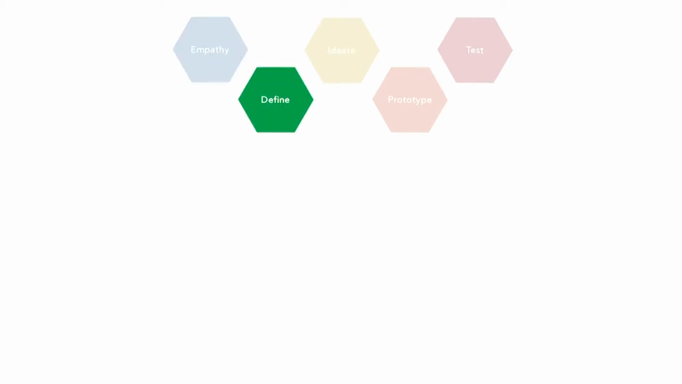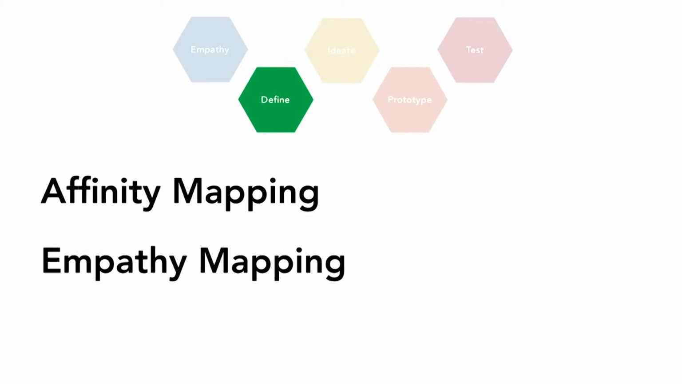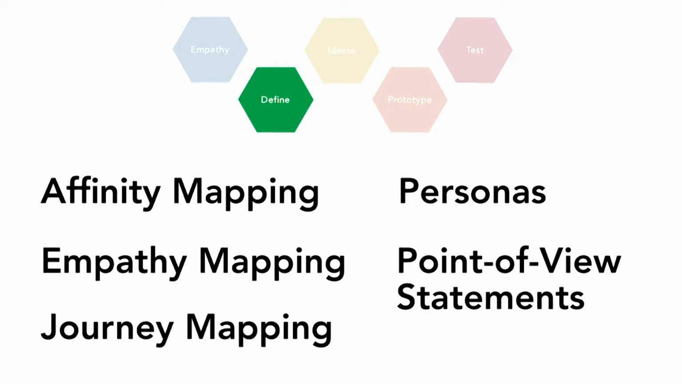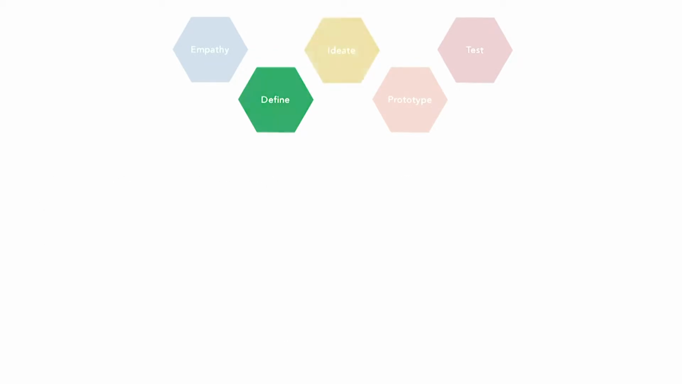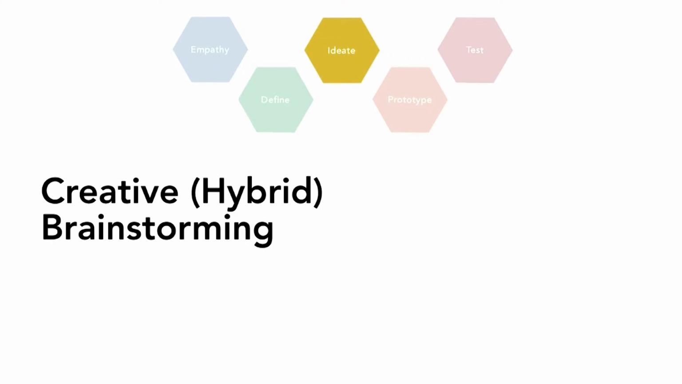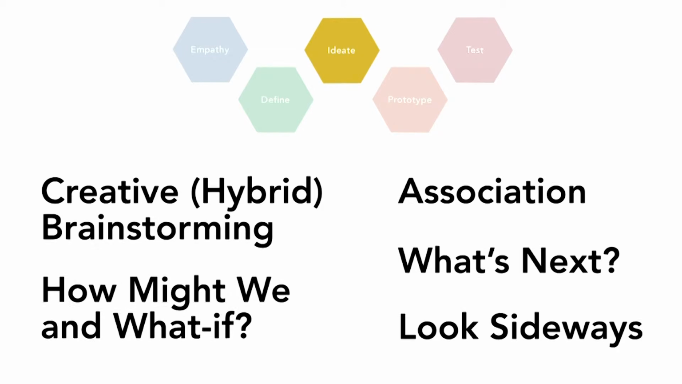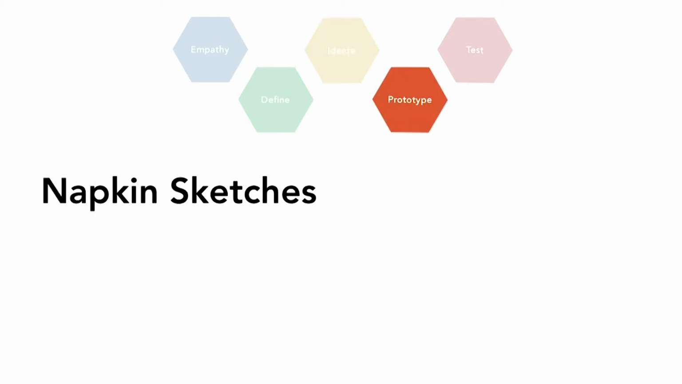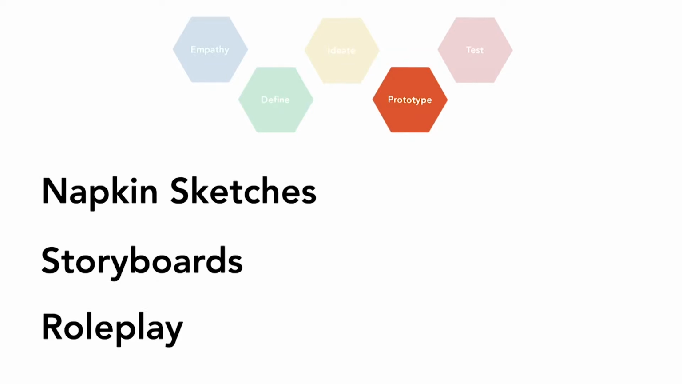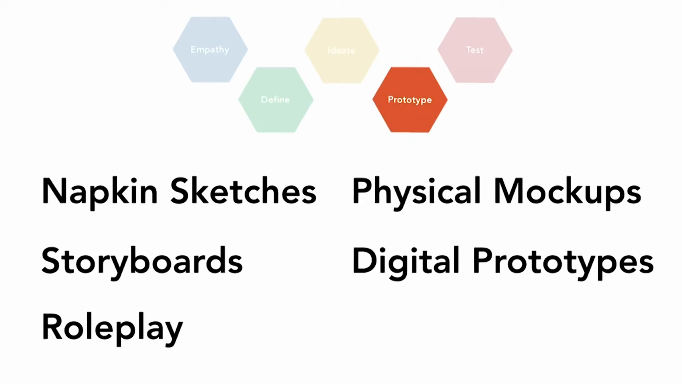Useful tools for defining the problem include affinity mapping, empathy mapping, journey mapping, personas, and point of view statements. Ideation tools include creative hybrid brainstorming, inspirational stimulants like how might we and what if, association, what's next, and look sideways. Prototyping techniques include napkin sketches, storyboards, role play, physical mock-ups, and digital prototypes.